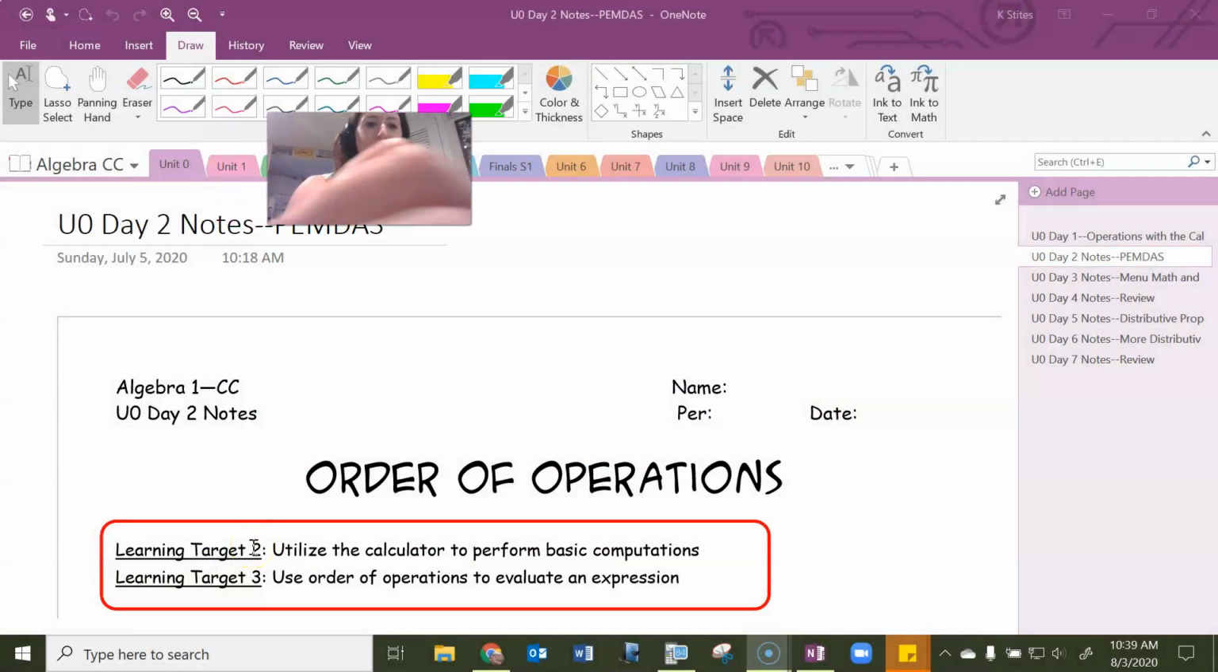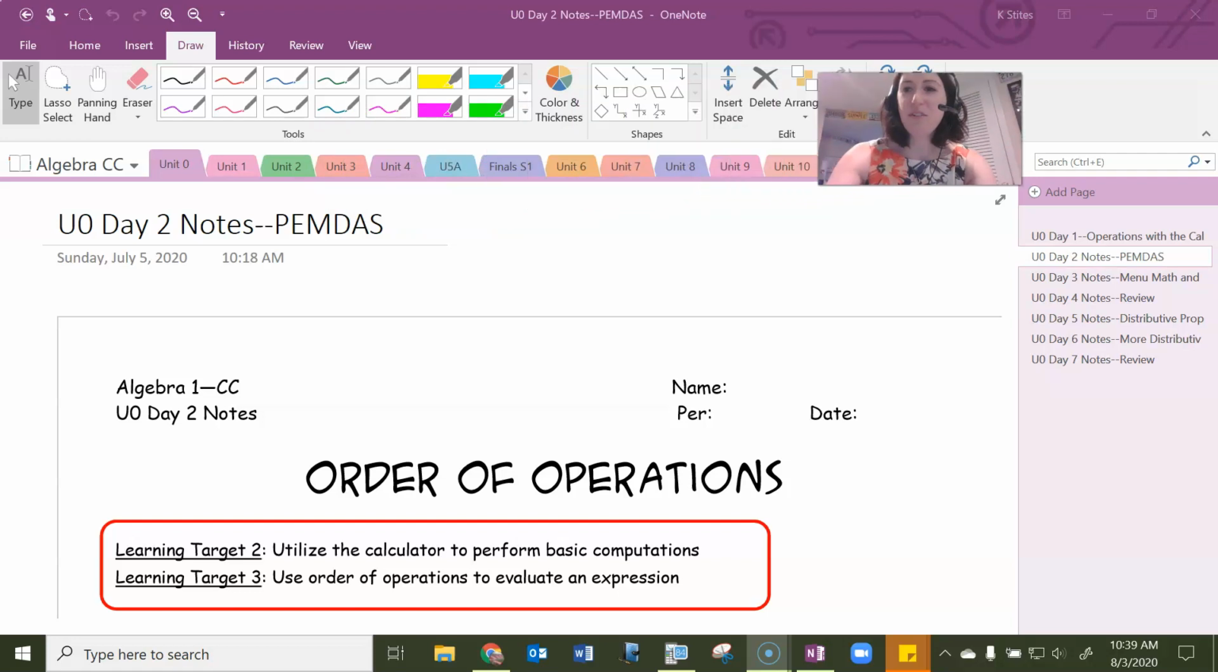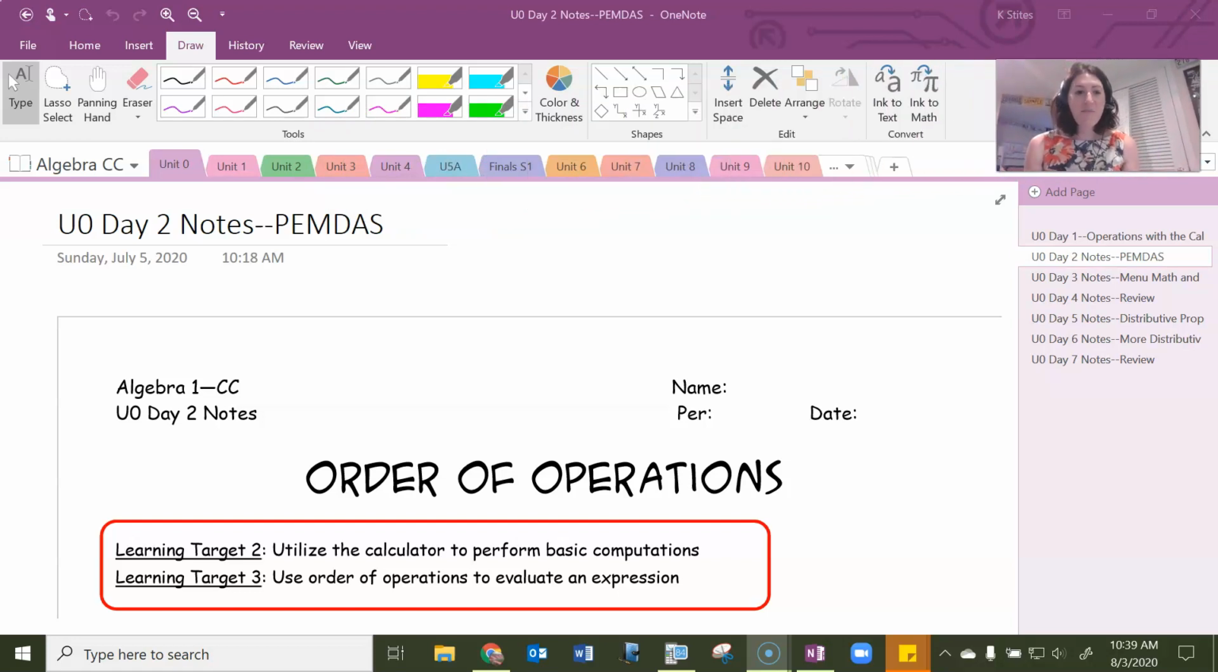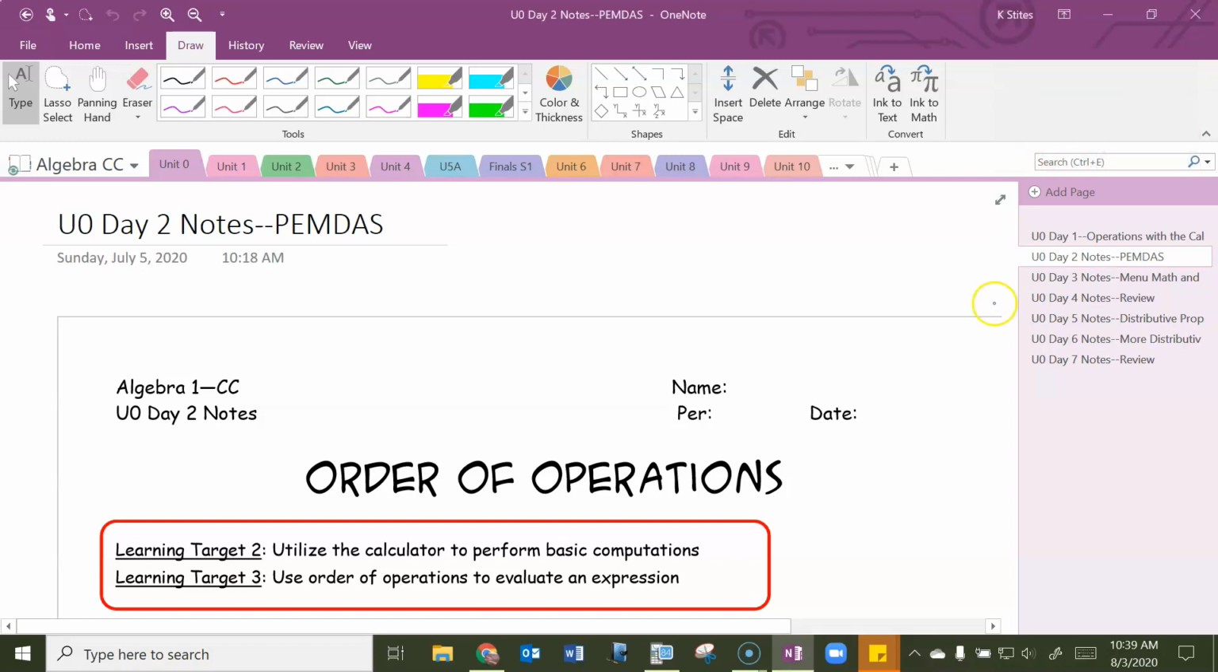Our learning targets for today are we're going to still use our calculator for basic computation, but we also are going to be using some PEMDAS, some order of ops. All right, so here we go.